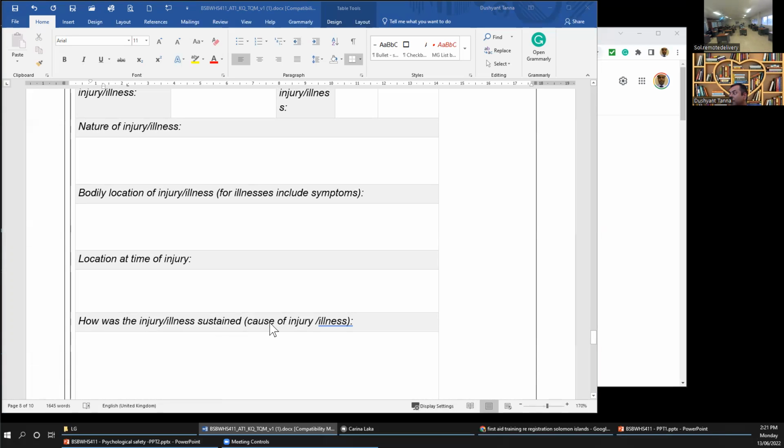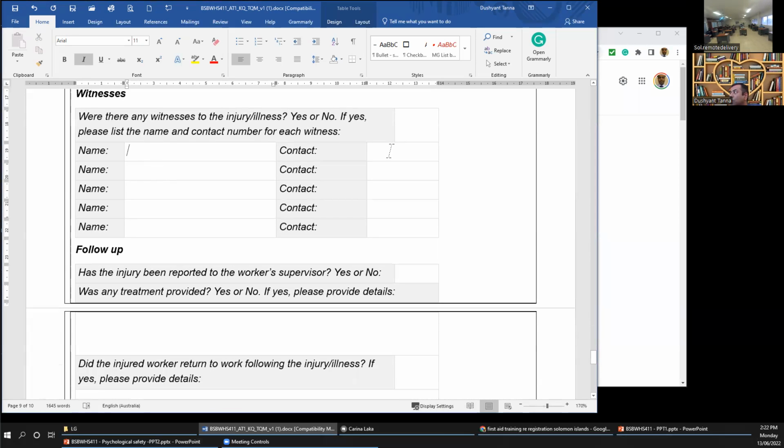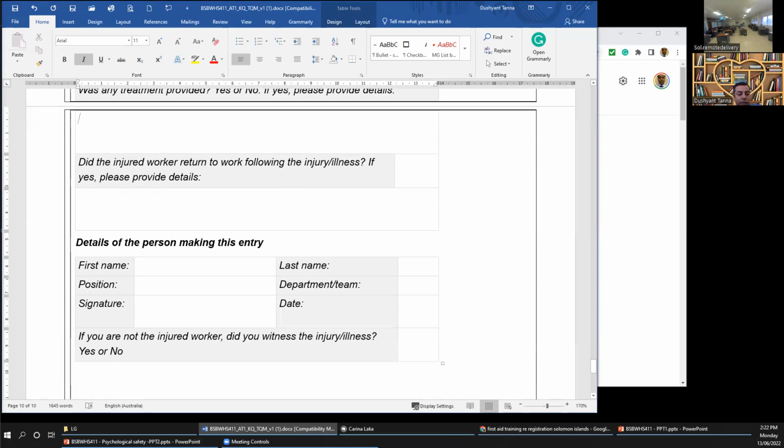How was the injury sustained? Cause of injury. Yeah, we don't know the cause, but it happened during the morning shift. You can write that. Was any plant, equipment, substance or thing involved in the injury? If yes, provide detail. We don't know. We can say no. Yeah. Any witness will go here, their contact, any follow-up. Leo needs medical time. He has not come back to work. Yeah, things like that.